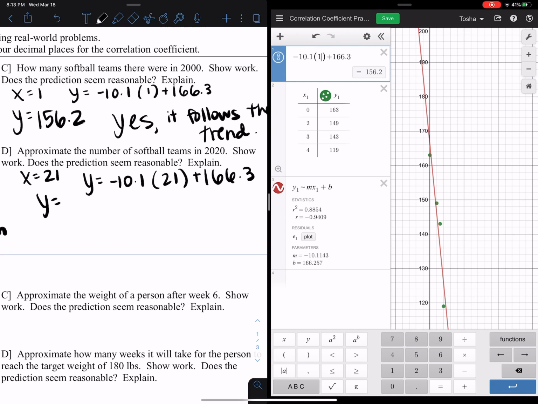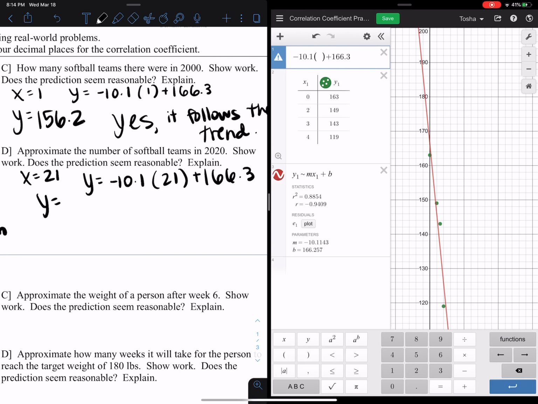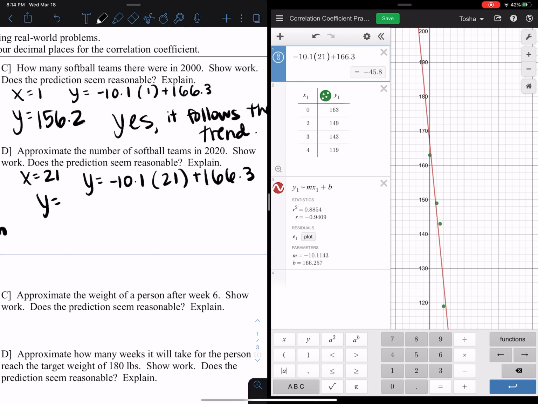So instead of having to type all that in, I'm just going to go over to my Desmos, delete the 1 here in the parentheses, and type in 21. Super easy. So this gives us a y value of negative 45.8.